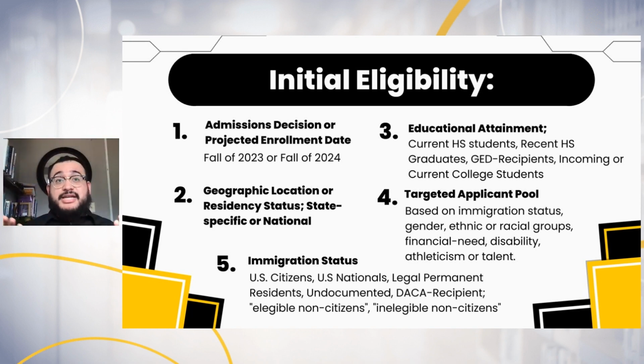5, immigration status. This is where scholarship opportunities are either very obvious with the requirement or so vague you have to call them up or email them to ask. Here, they might specifically state an immigration or citizenship requirement, and they might say you need to be a U.S. citizen, U.S. national, or legal permanent resident. You might need to be undocumented or DACA-mented, right? Or they use vague language that we introduced in our last presentation, like eligible non-citizen or ineligible non-citizen, right? Or they might not state an immigration or citizenship requirement at all, in which case, it's open to everyone.